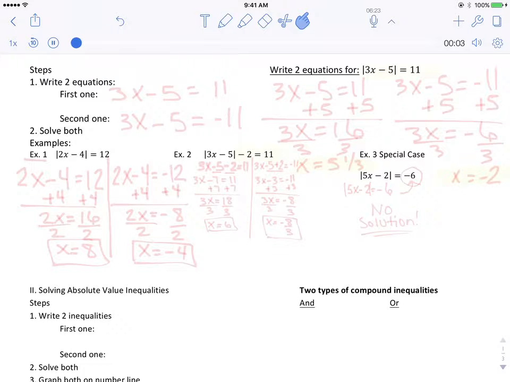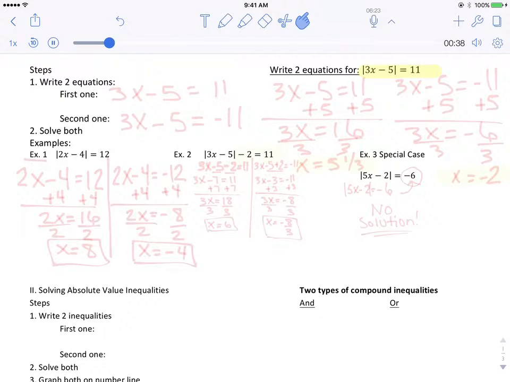In this lesson, we will learn how to graph and solve for absolute value equations and inequalities. We will start with absolute value equations. In the equation, the absolute value of 3x minus 5 equals 11, there are two possibilities. The answer inside the absolute value sign could be a positive number or a negative number. To accommodate for those two options, we will solve two separate equations.